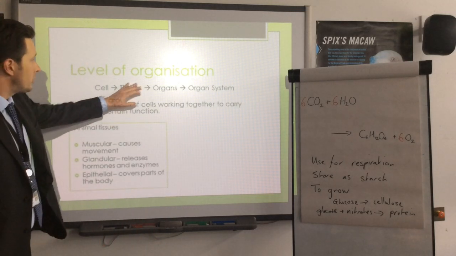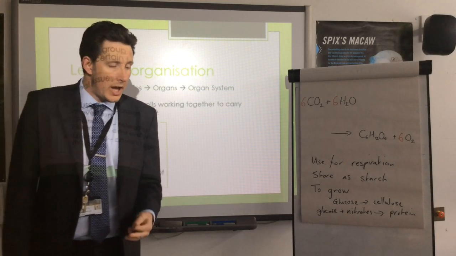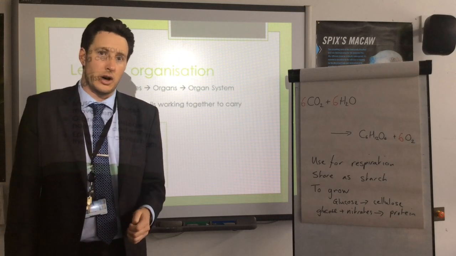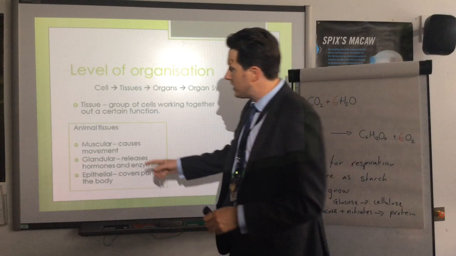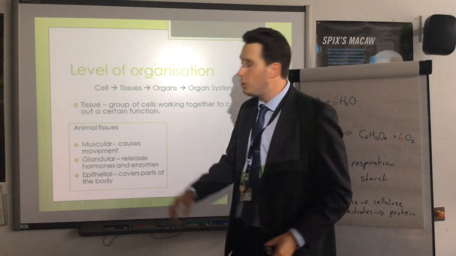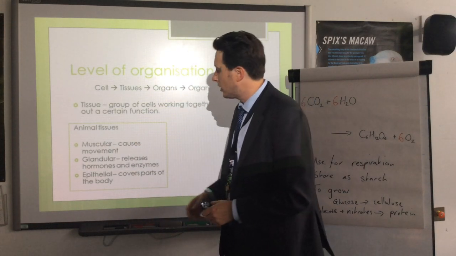With tissues, so going back to tissues, you need to know there are 3 different types of tissues in animals and 3 different types of tissue in plants that you need to recognise. Okay? In animals, the first type of tissue is muscular tissue. Muscular tissue is your muscles. It allows you to move. So muscular tissue is in all animal organisms.